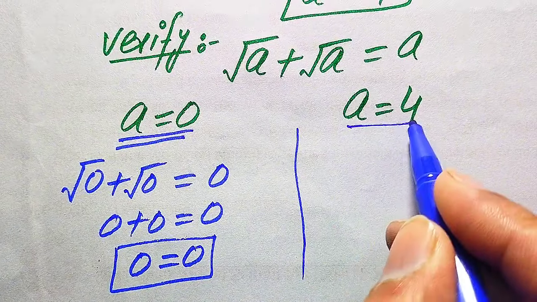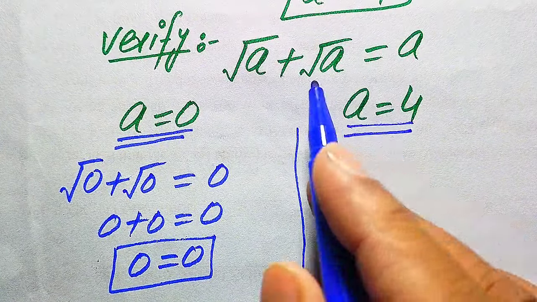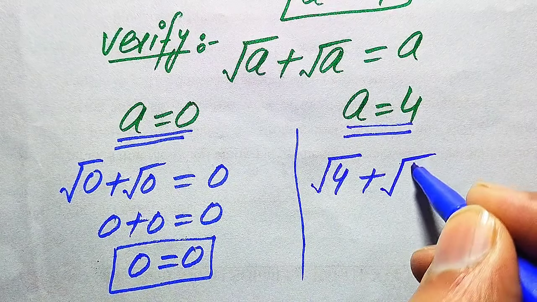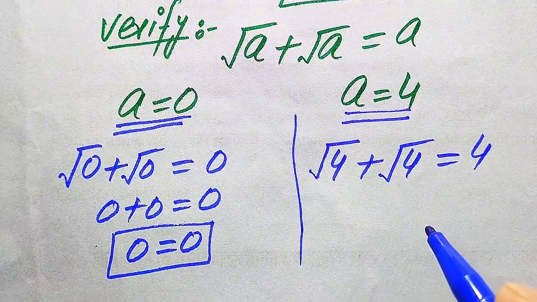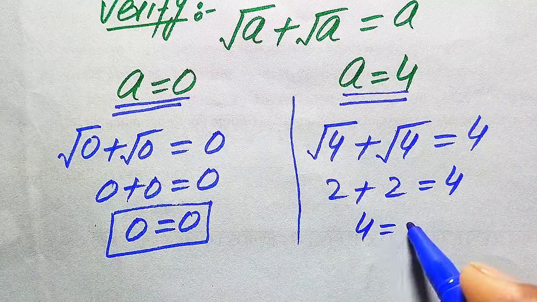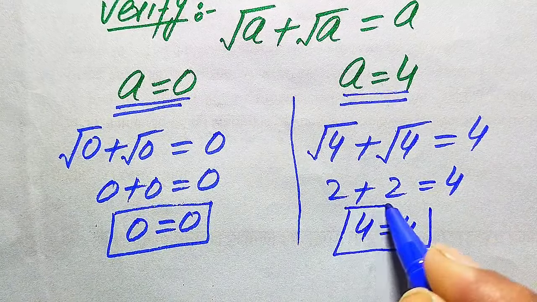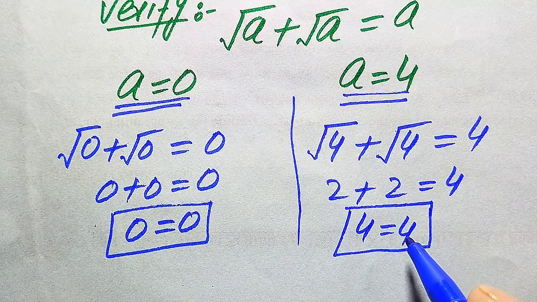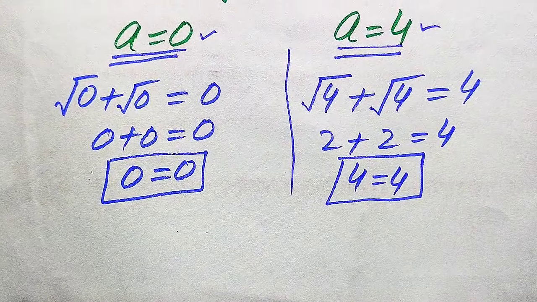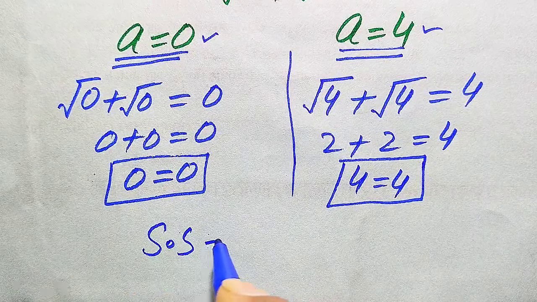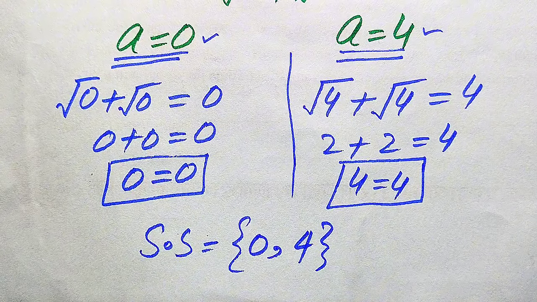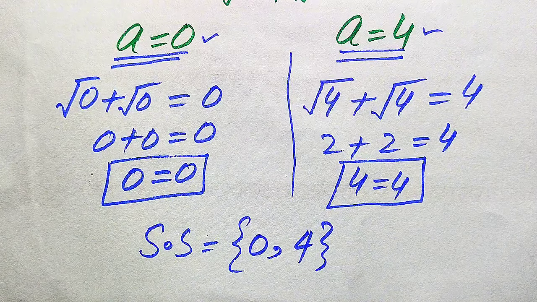And now we move towards our second root, and we put a equals 4 on both of the sides, and it will be written as square root of 4 plus square root of 4 is equal to 4, and we have 2 plus 2 is equal to 4, and we get 4 equals 4. So this shows that both of the sides are equal, and it means that both of these two values satisfy our given question statement. So finally we have the solution set of this question is 0 and 4. So this is the solution which we get from the first method.